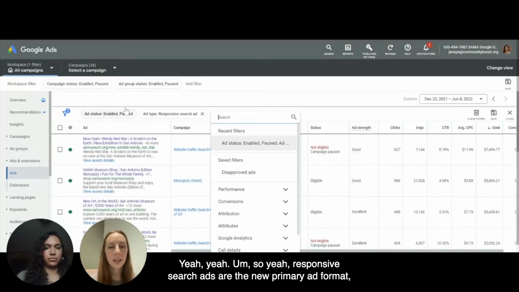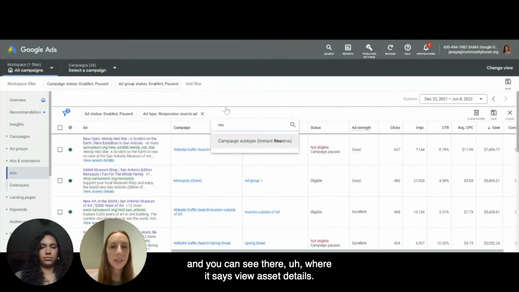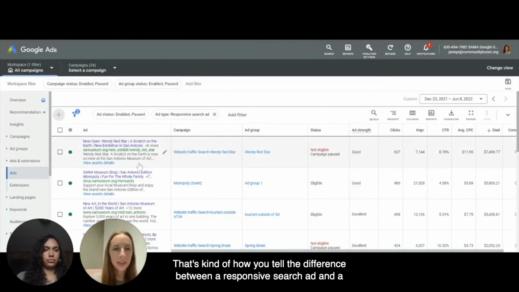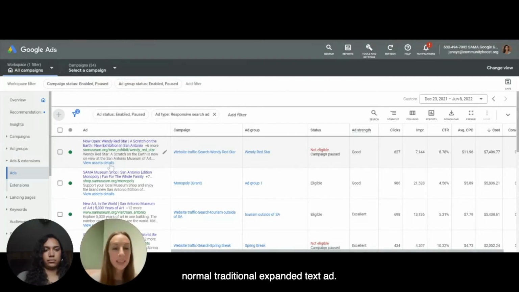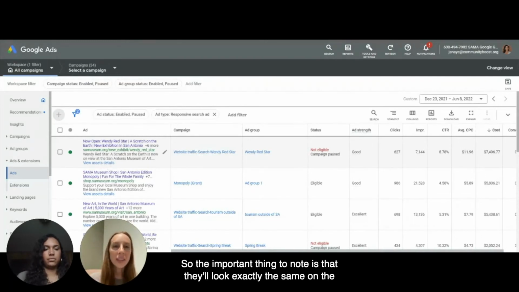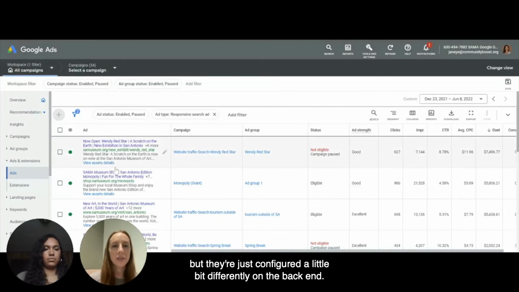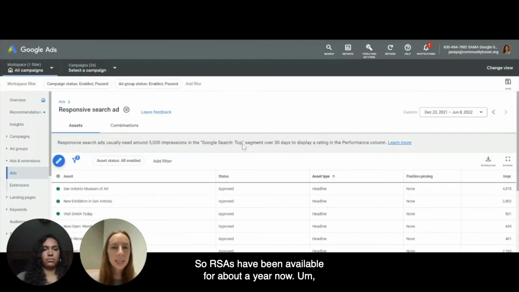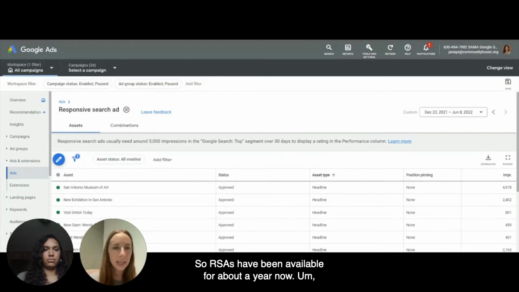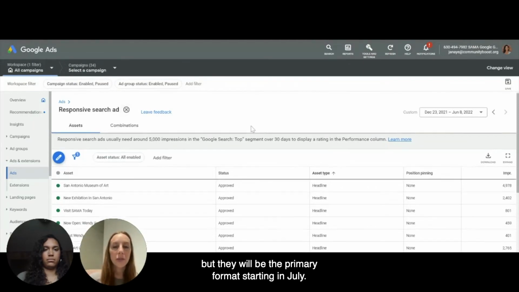Yeah. Responsive search ads are the new primary ad format. And you can see there where it says view asset details. That's kind of how you tell the difference between a responsive search ad and a normal traditional expanded text ad. So the important thing to note is that they'll look exactly the same on the search engine results page. So the user wouldn't be able to tell the difference, but they're just configured a little bit differently on the back end.